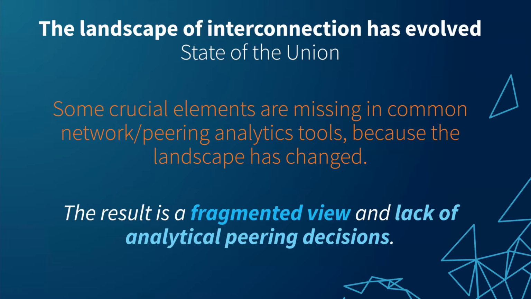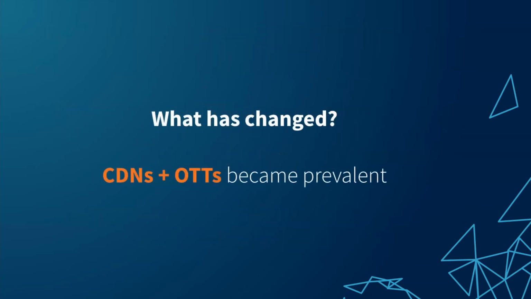And so the result, and where I wanted to get to throughout the presentation, is that oftentimes networks have a very fragmented view of their traffic and therefore kind of suffer from a lack of analytical peering decisions, to an extent that it's more an art than a science. And as a science guy, I like science better because I can understand it.